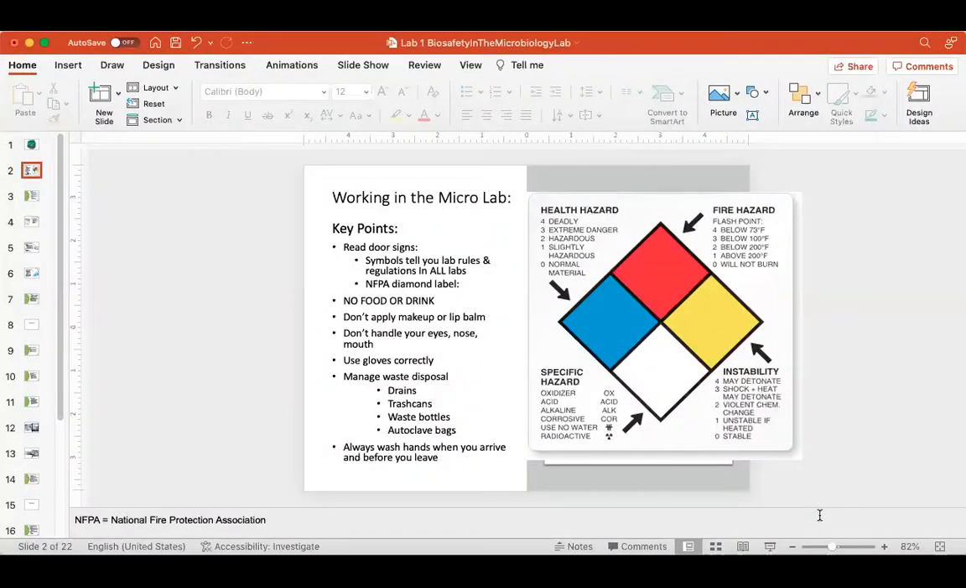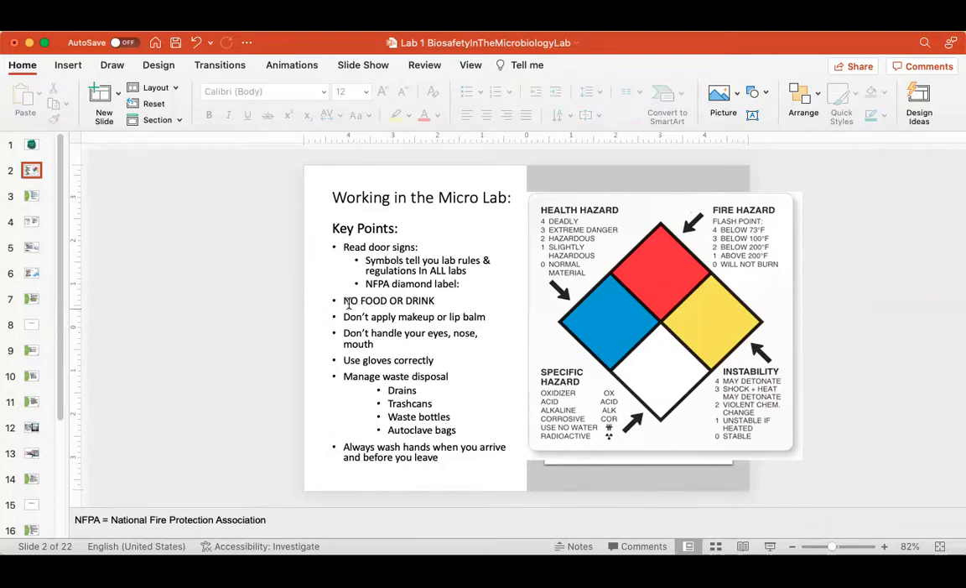Again, these NFPA diamonds, these are universally applied. So any laboratory space, whether it's a clinical laboratory or a research laboratory, this NFPA diamond sign should be right on the door or on the wall next to the door, okay? And again, it's there to alert the workers what they're exposing themselves to.